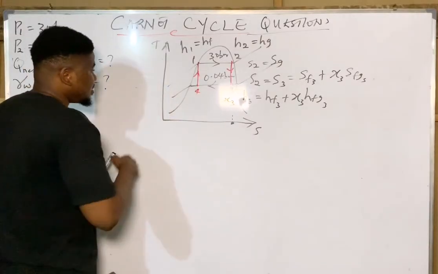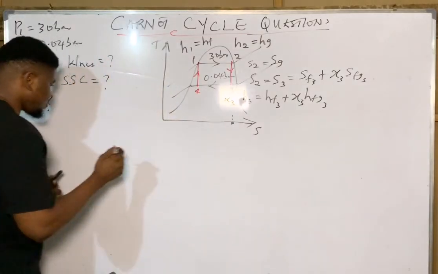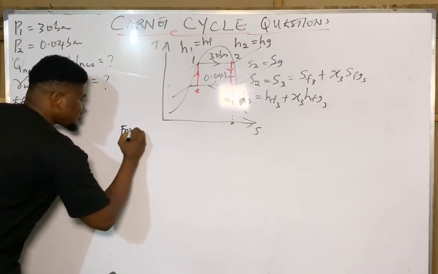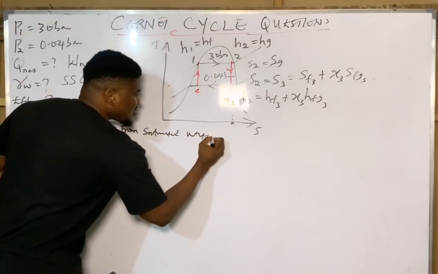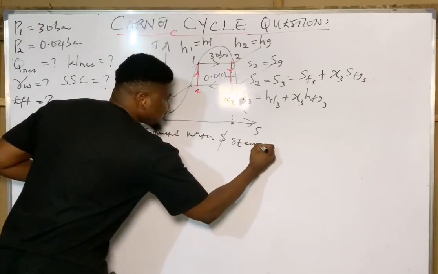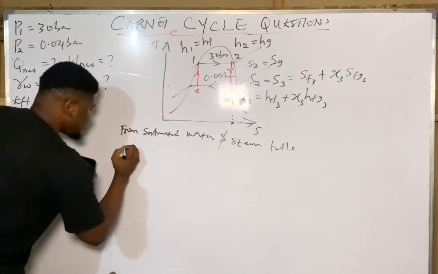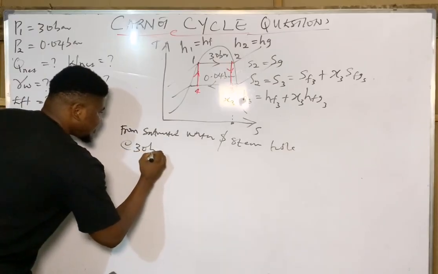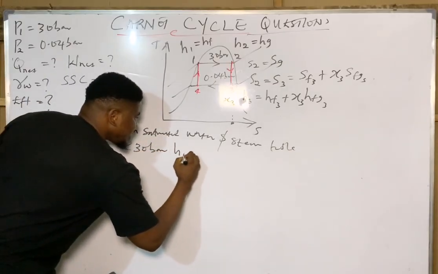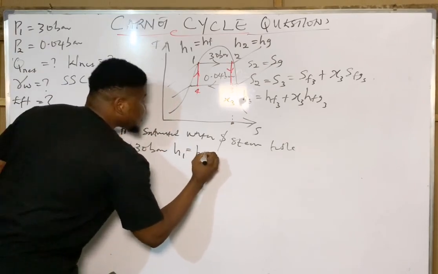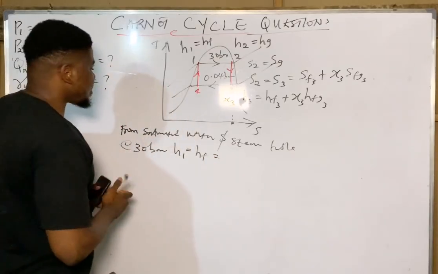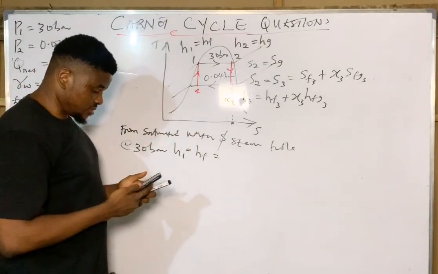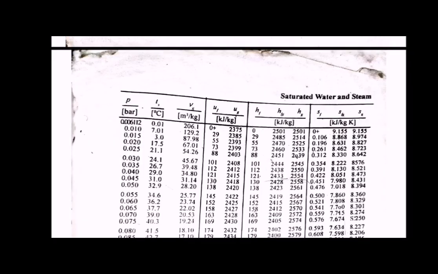Now, the first pressure is 30 bar. So from the saturated water and steam table corresponding to 30 bar, we find H1, which equals Hf. So we simply go to our steam table now. Let's go to the steam table, corresponding to pressure 30 bar.